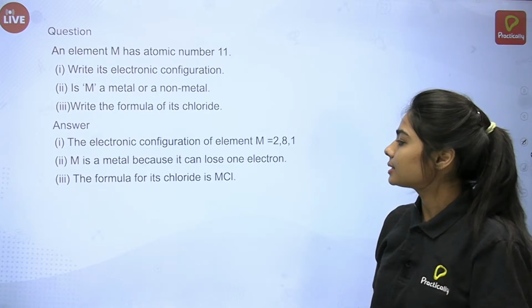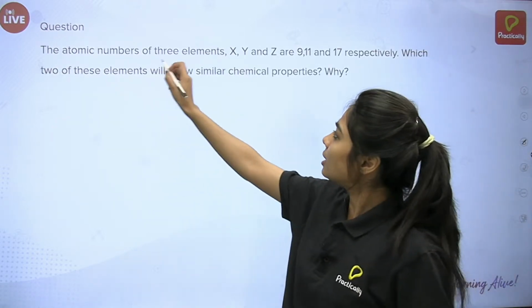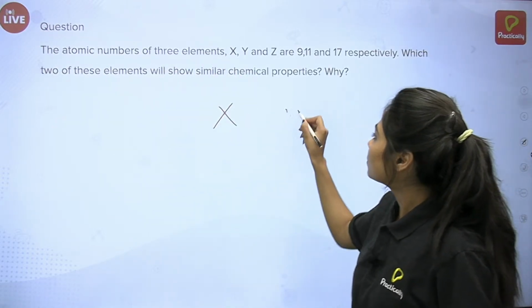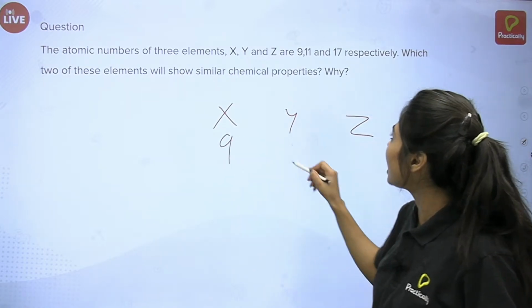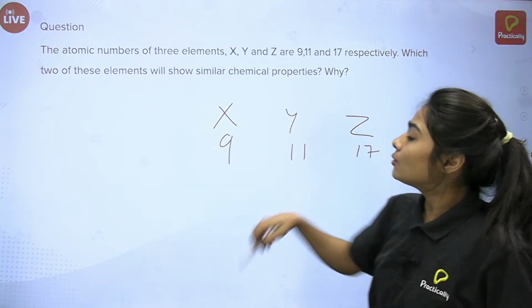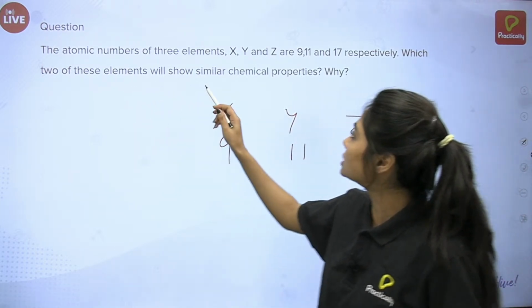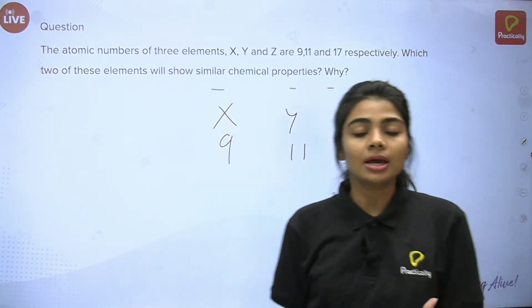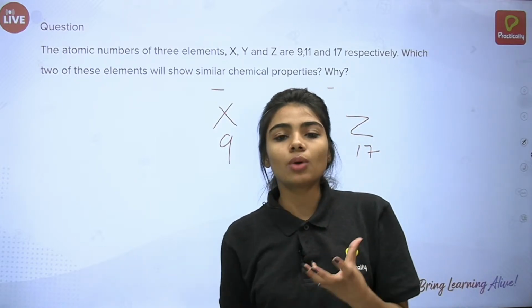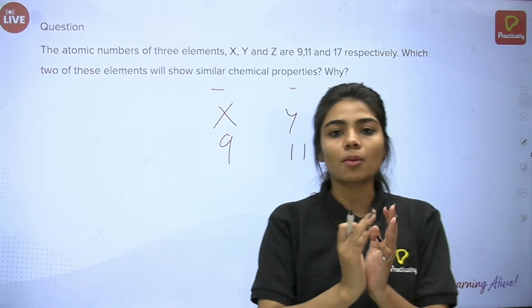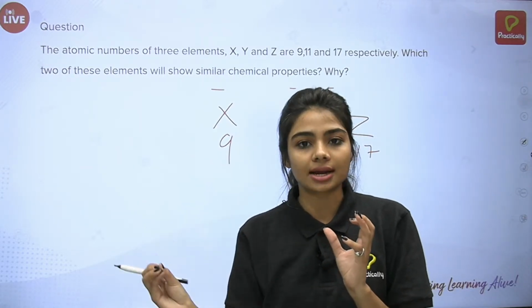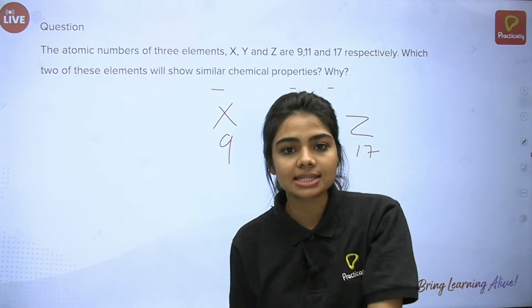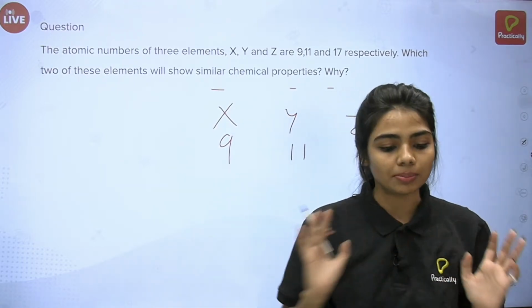Okay. Next, the atomic numbers of 3 elements. X, Y, Z are the 3 elements having atomic numbers 9, 11 and 17. Which 2 of these elements will show similar chemical properties and why? First of all, you need to understand that chemical properties are derived from the valency, that is, the number of valence electrons. If the valence electrons are the same, then the chemical properties will be the same.